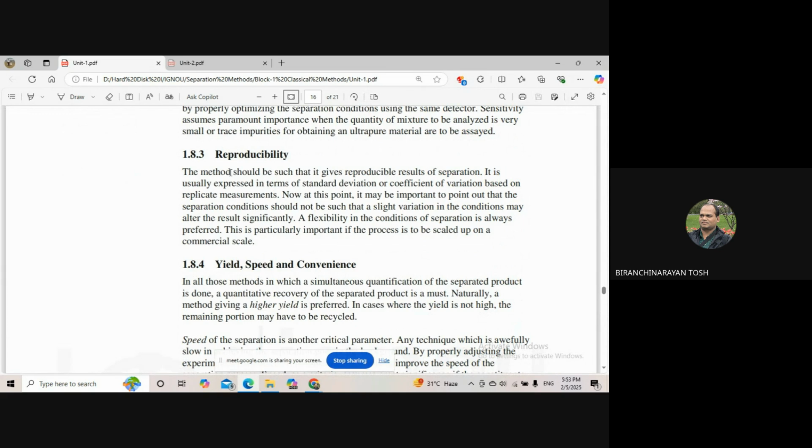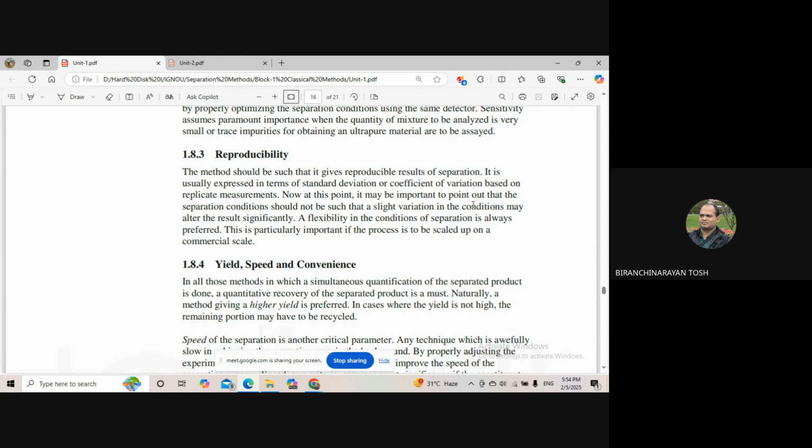Reproducibility. The method should be such that it gives reproducible result of separation. It is usually expressed in terms of standard deviation or coefficient of variation based on replicate measurements. So we have to take 2-3 measurements. If you are getting the same result, then we can say our detection method is accurate. Otherwise, we have to choose some other technique. So reproducibility is another major criteria.